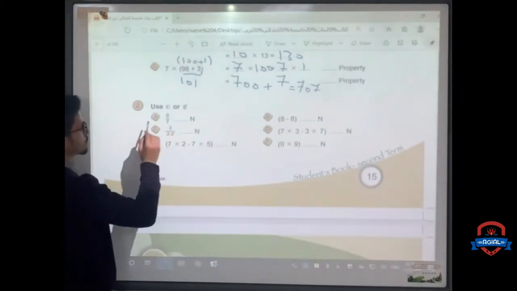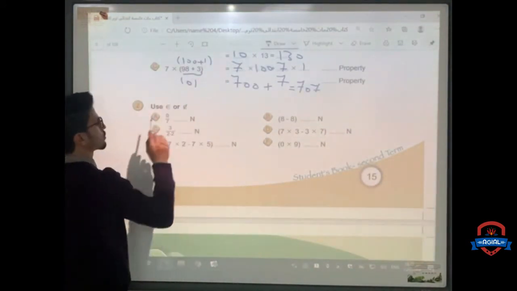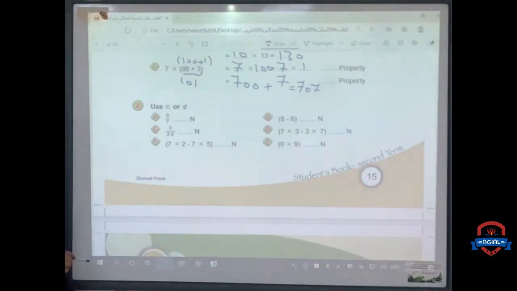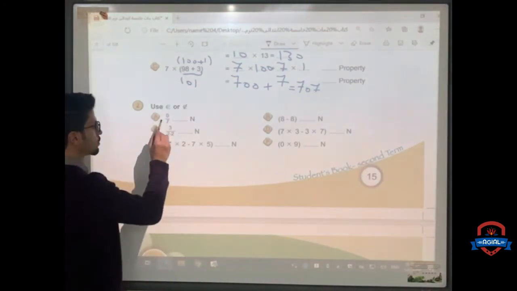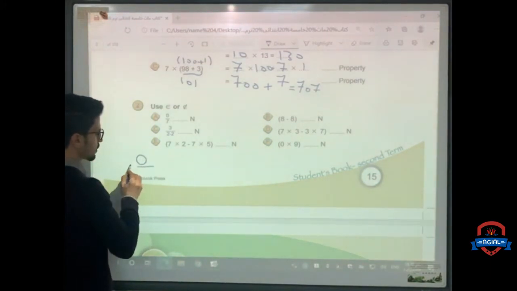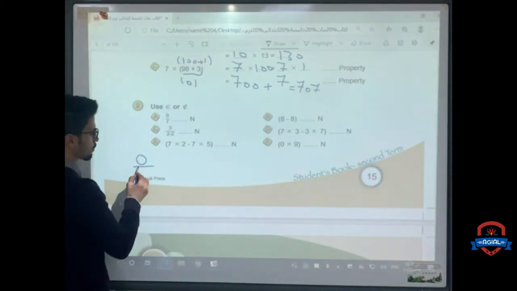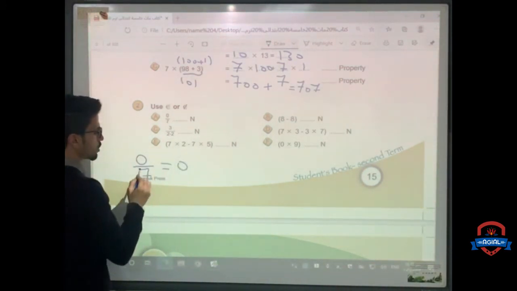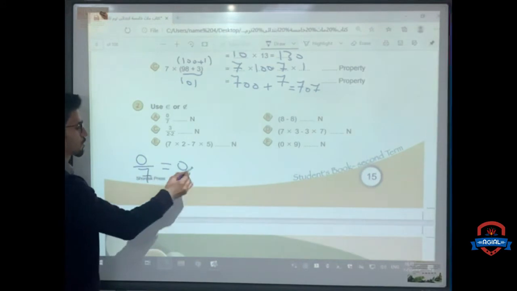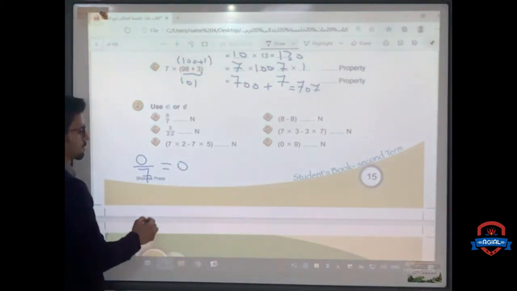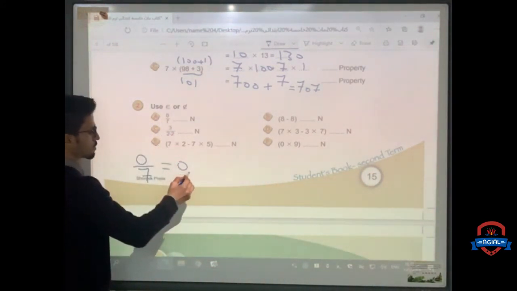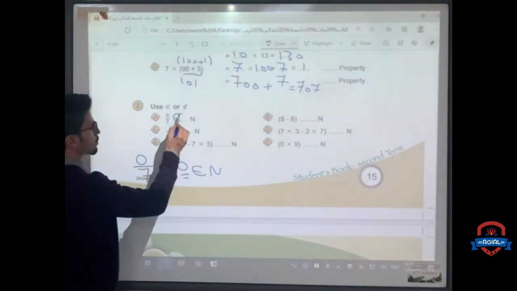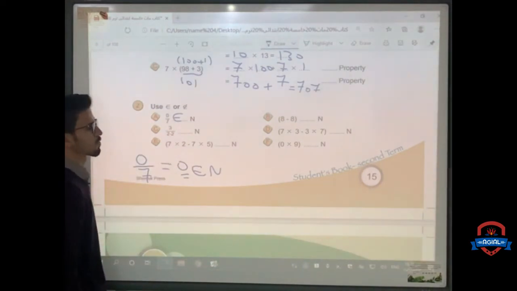Let's look at the second question. We use belongs or doesn't belong. In letter A, we have 0 over 7 and the set of natural numbers. We had studied before that if we divide 0 by any number except 0, the quotient will be 0. So 0 divided by 7 equals 0, and 0 belongs to the set of natural numbers. So 0 over 7 belongs to the set of natural numbers.